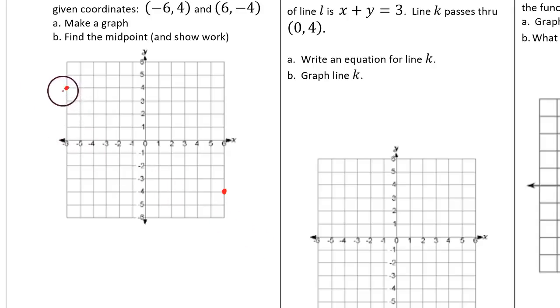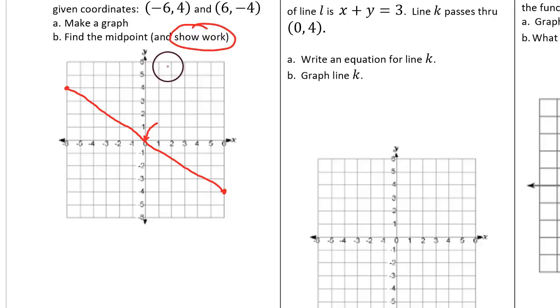Now we're going to connect these with a nice straight segment. We're asked to find the exact midpoint of this segment. Well, visually, the midpoint looks to be right there at the origin, 0, 0. We're going to confirm that and show work because it tells us we have to show work.